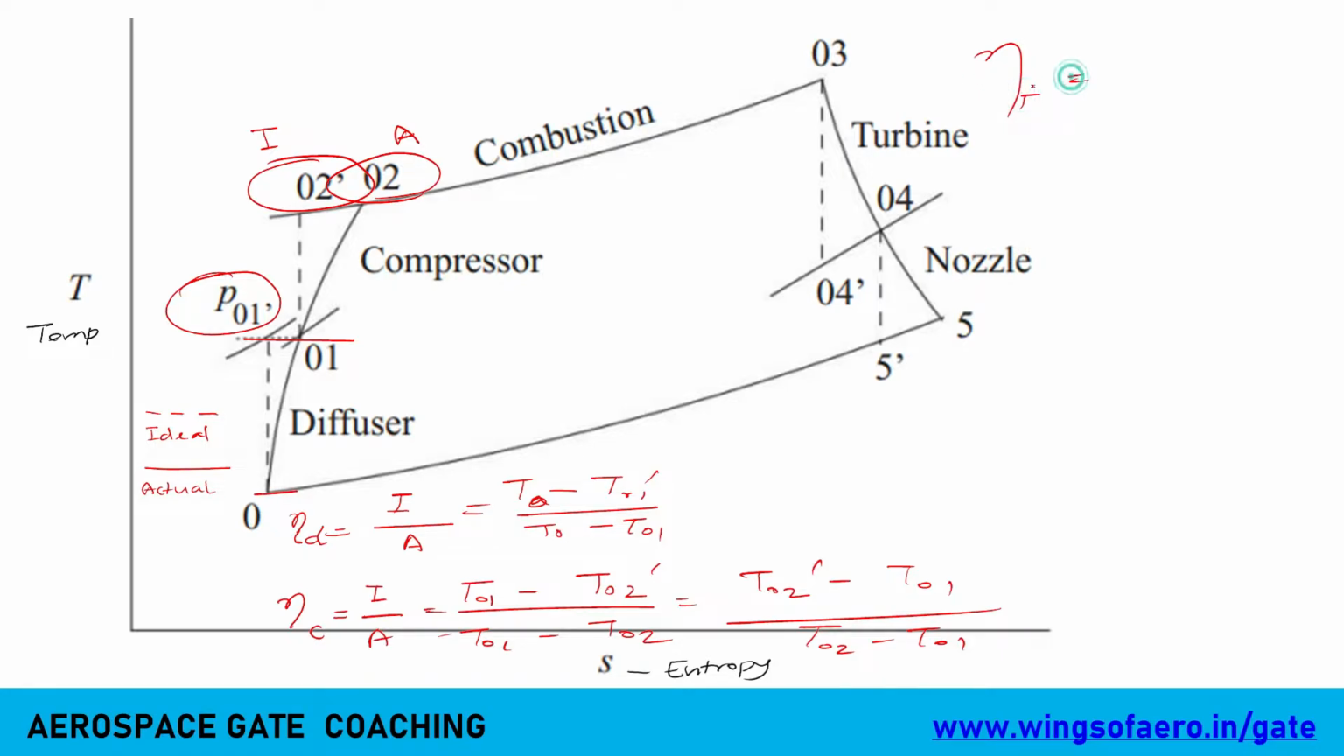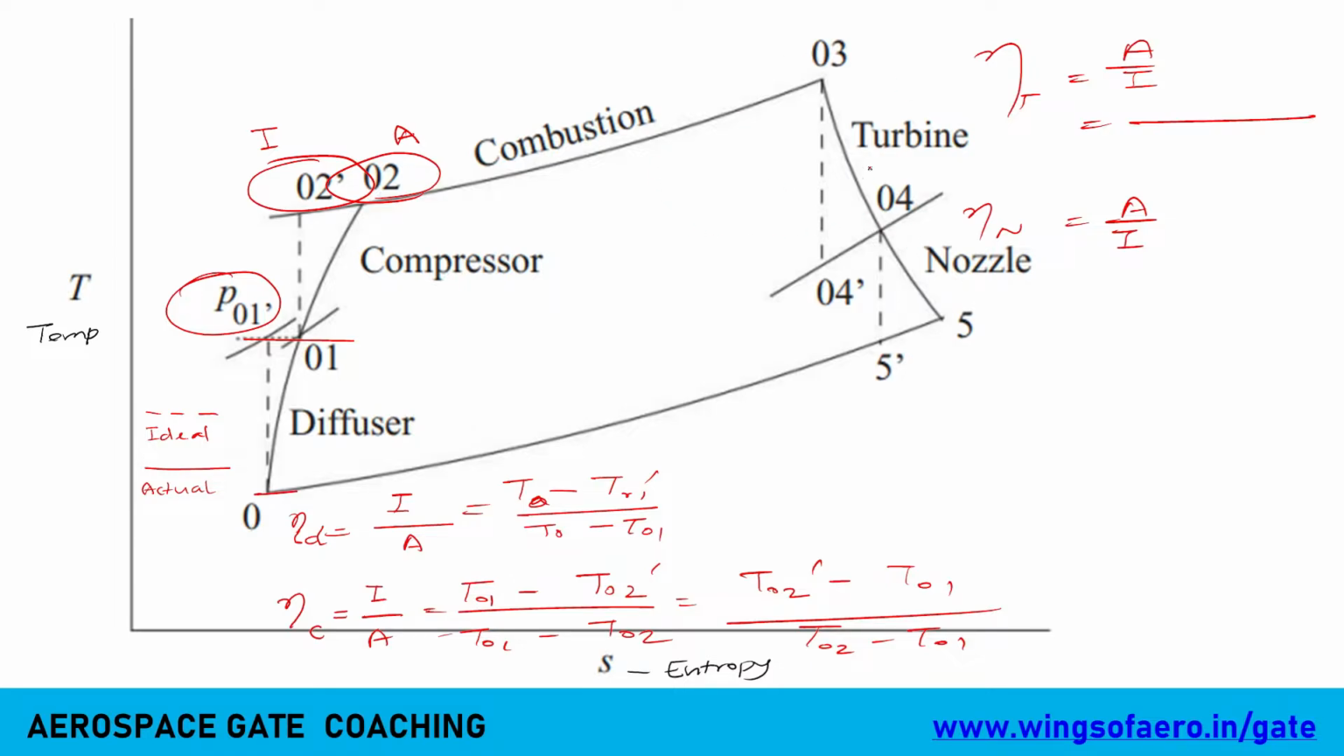Eta T, so just recall this A by I. So this is actual by ideal, and again eta nozzle is going to be actual by ideal. So it's just a reverse case on both the diffuser and compressor, what you can see for the turbine and the nozzle. Fine. Now here when you want to find actual by ideal, what does that mean?